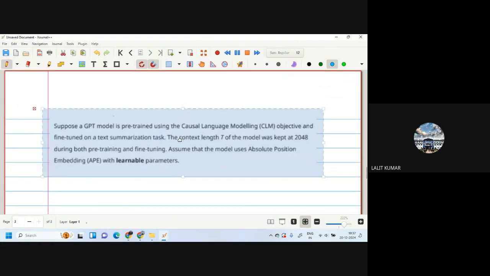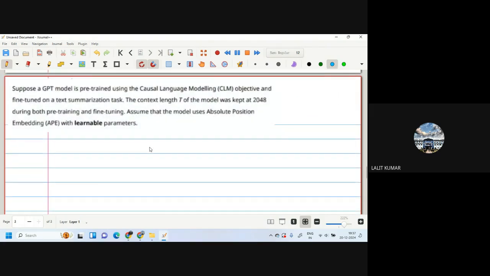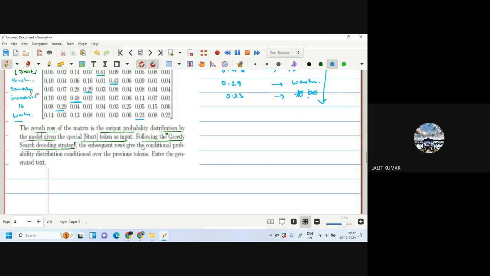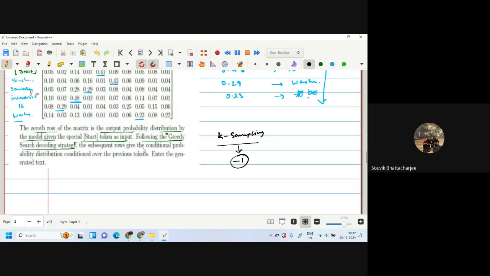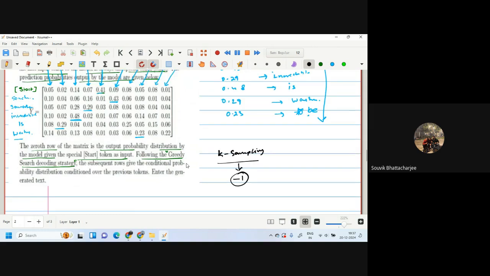So now if this question, for example, had given K sampling or any other algorithm, then the answer would have been -1. But what if they give K equals 2 and then you go about it? K equals 1 would be following greedy search, right? K equals 1 is the greedy.